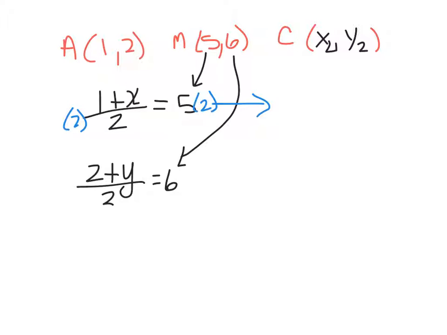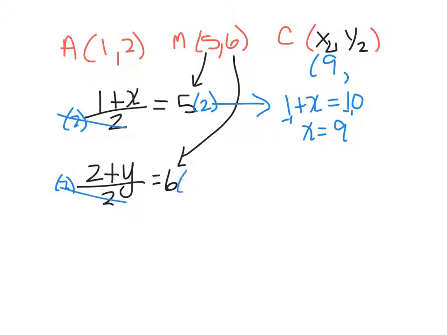And so I'd end up with 1 plus x, because that was just to cancel out the 2 on the left, is equal to 10. And then I would know that my x is going to be 9, 10 minus 1, I subtracted 1 from both sides, to get 9. So my x is 9, and my y value, same thing. I'll multiply by 2 to get rid of that fraction on both sides. I end up with 2 plus y equals 12. Subtract 2 from both sides, and I get y equals 10.